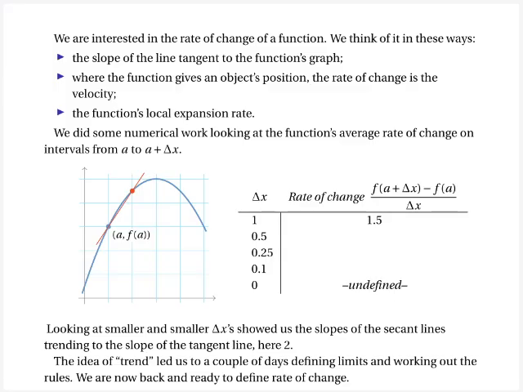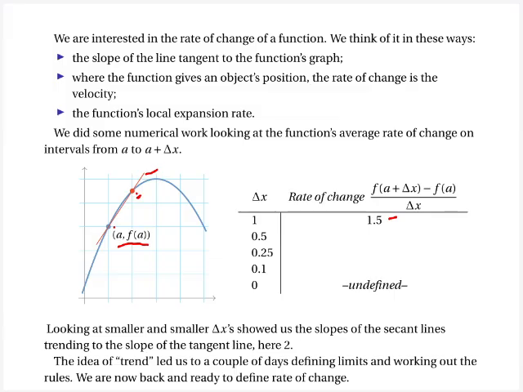So of course you can see I've drawn in here a line that goes through 2 points on the function. One of them is the anchor point, a comma f of a, and one of them is a plus 1 comma f of a plus 1. That's this one here. We've calculated the slope of that line, and it turns out that the slope of that line in this graph is 1.5.